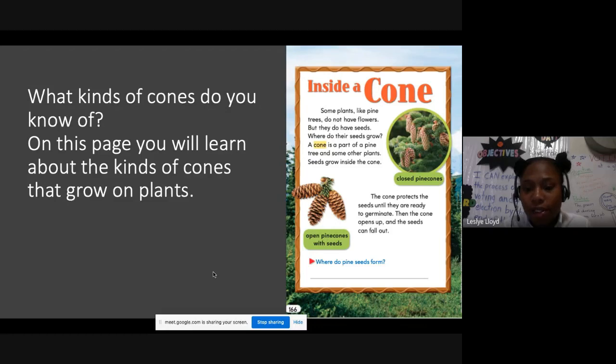The picture closer to the bottom is open pine cones with seeds. Where do pine seeds form? You might have to go back and read that page. Where do pine seeds form? That's the blue writing at the bottom of the page.